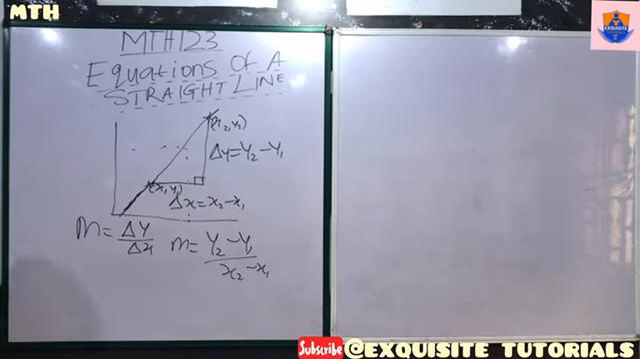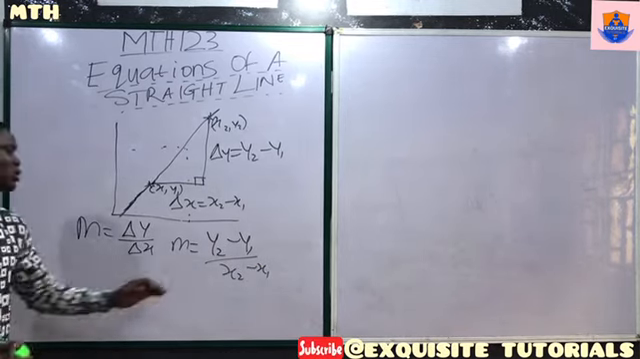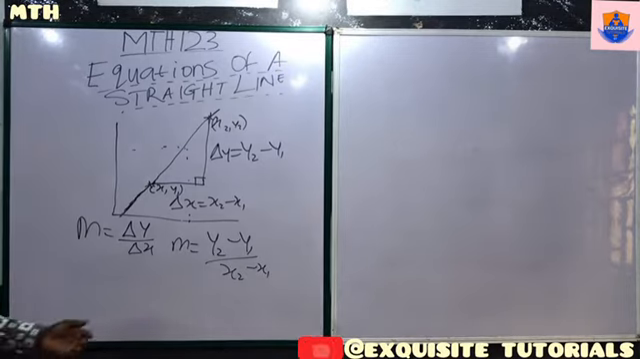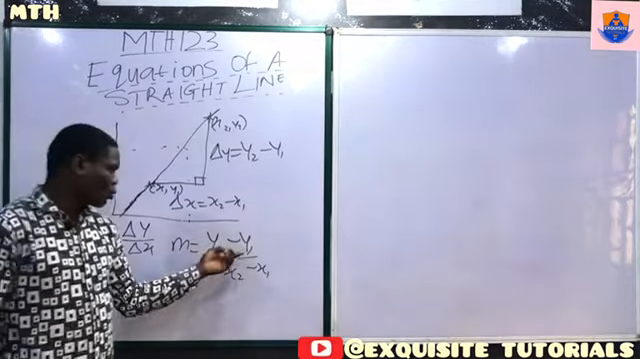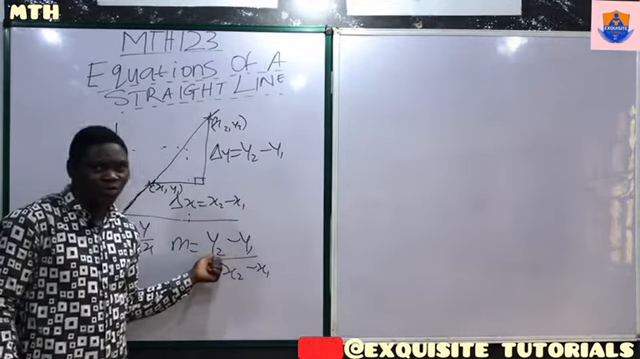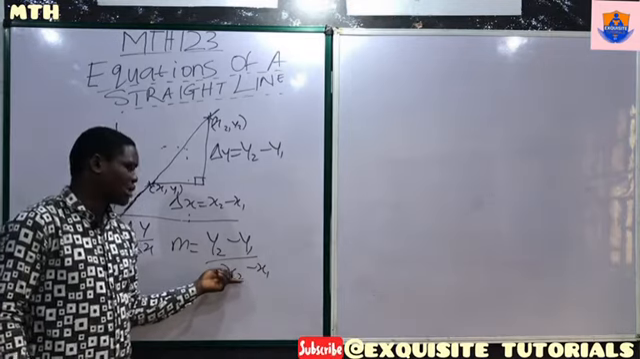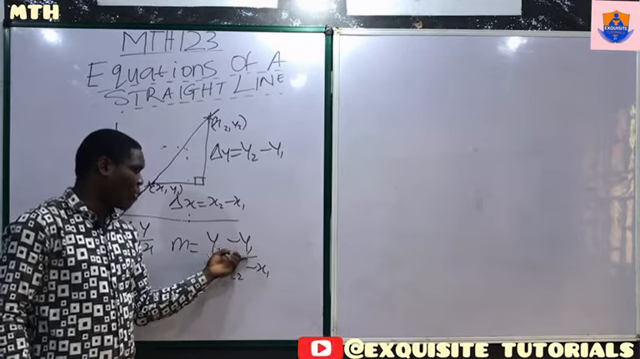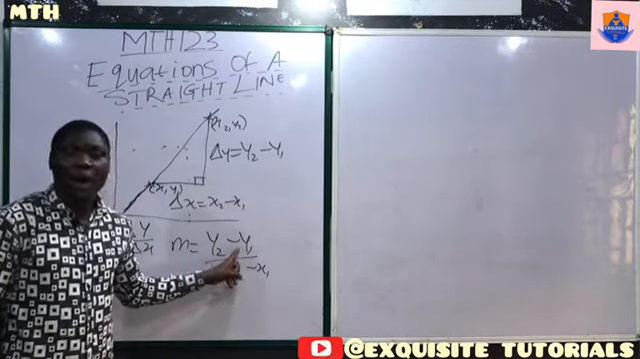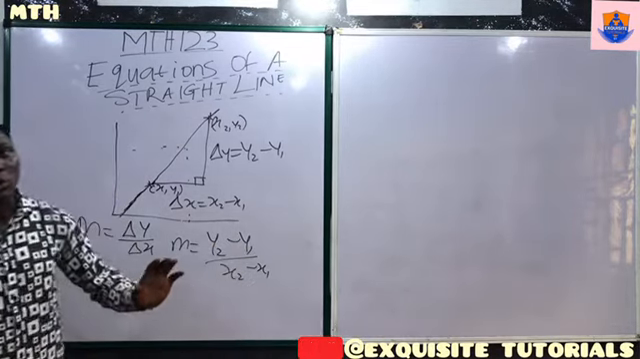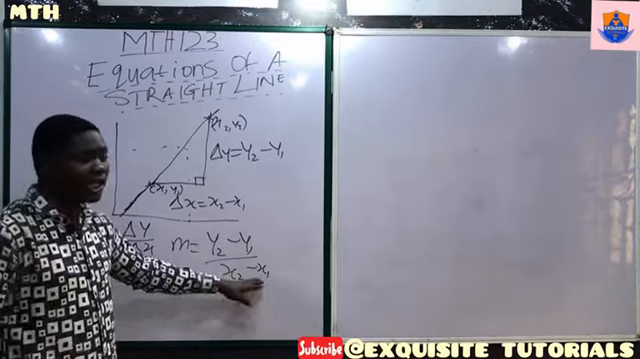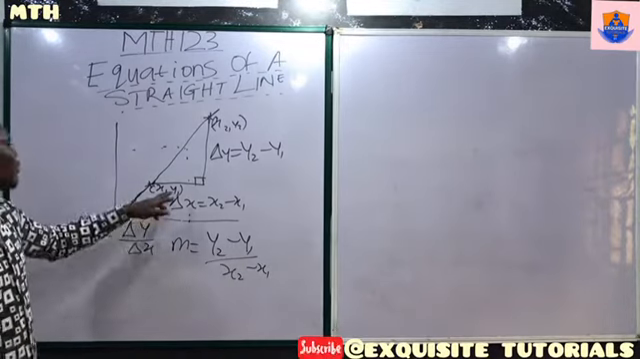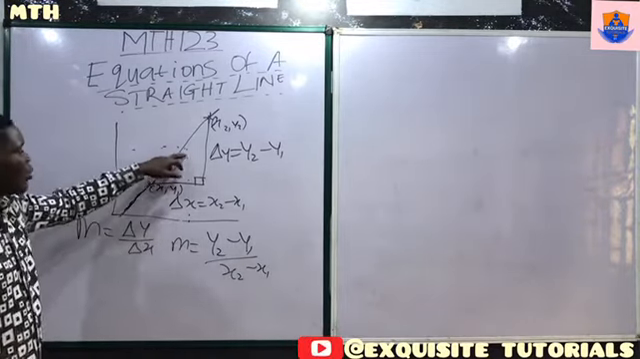This is not the equation of the straight line yet. Now, if I know the point x2, y2, but I do not know y1 and x1, I will subject y1 and x1 to be variables, because I know that for every x I choose, I must get a y.